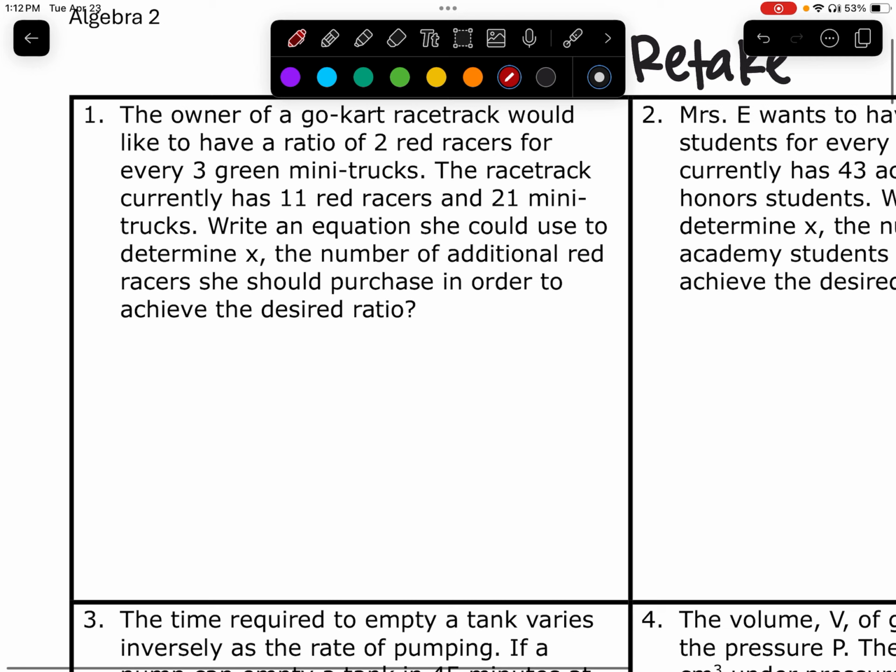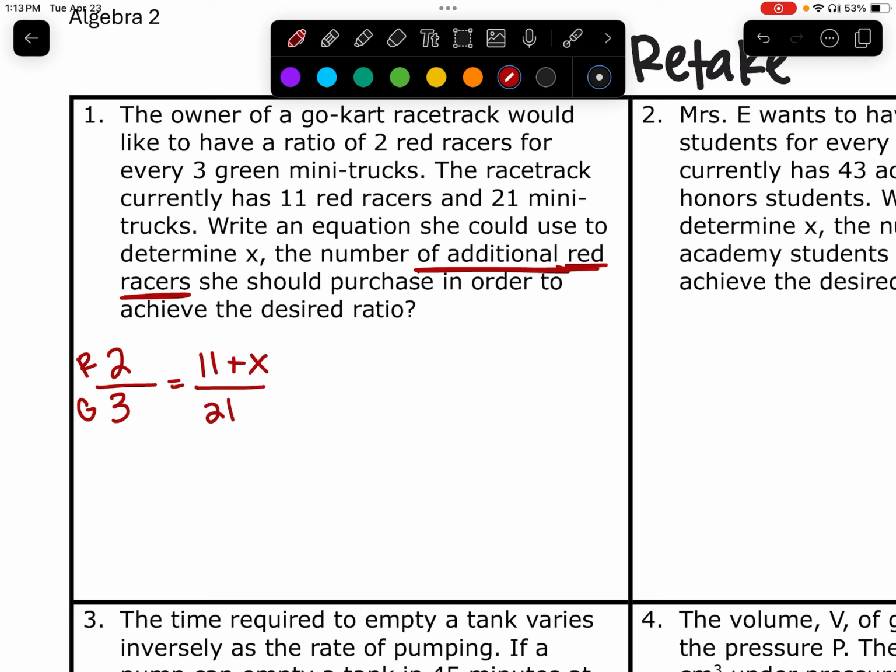CUA 11 Retake. Number 1. If the owner of a go-kart racetrack would like to have a ratio of 2 red racers for every 3 green mini trucks, the racetrack currently has 11 red racers and 21 green mini trucks. Write an equation that she can use to determine X, the number of additional red racers, and that's it. It just asks for the equation.